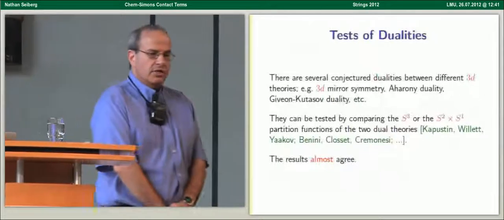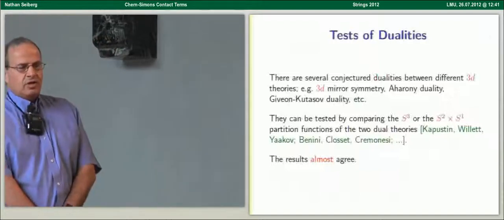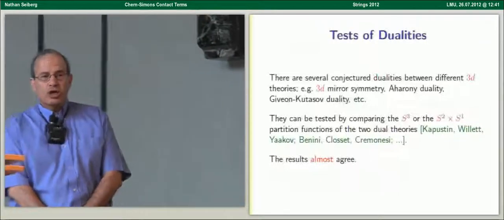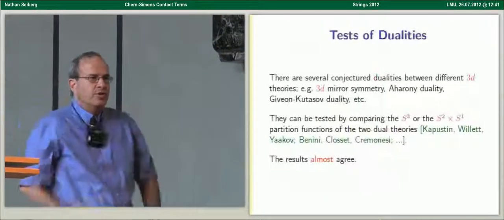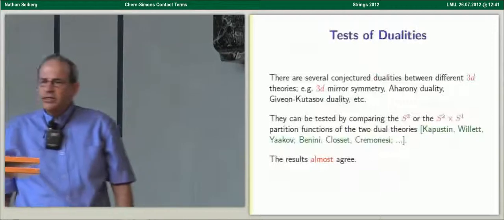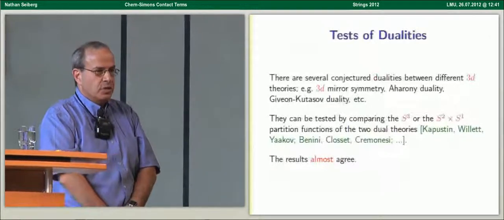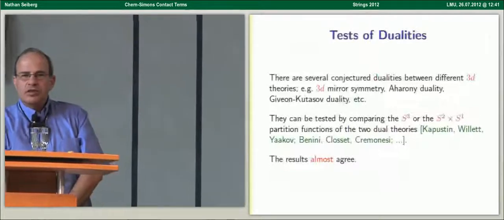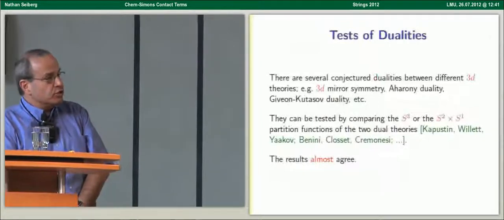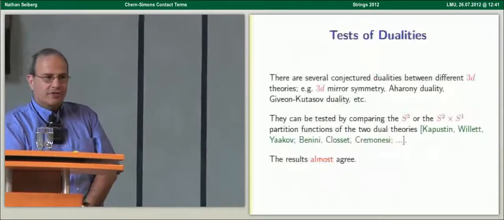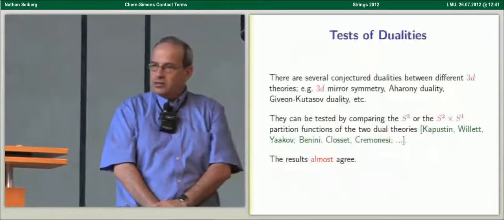The next topic is another application of these ideas, for the test of dualities. There are many examples of conjectured dual pairs in 3 dimensions. These are 2 different theories which flow to the same infrared fixed point. More precisely, they are conjectured to flow to the same infrared fixed point. One problem with such dualities in 3 dimensions is there are very few diagnostics of the dualities. In 4 dimensions, we use the 't Hooft anomaly matching condition as a very powerful constraint, but in 3 dimensions, we don't have an analog of that.